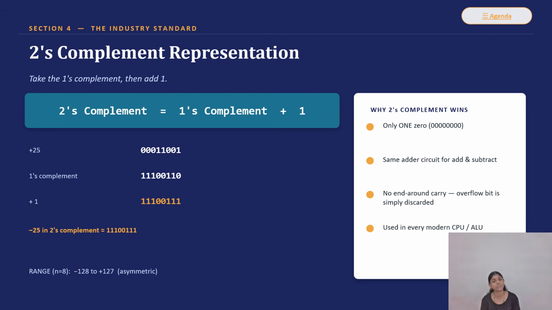After that, what do you have to do? You have to add 1 with the 1's complement. Where do you have to add? You have to add with your LSB. What is there in the 1's complement? LSB 0. So 0 plus 1 is 1. The other values will come as such. So what is the 2's complement? 1, 1, 1, 0, 0, 1, 1, 1. So this 2's complement is again minus 25.